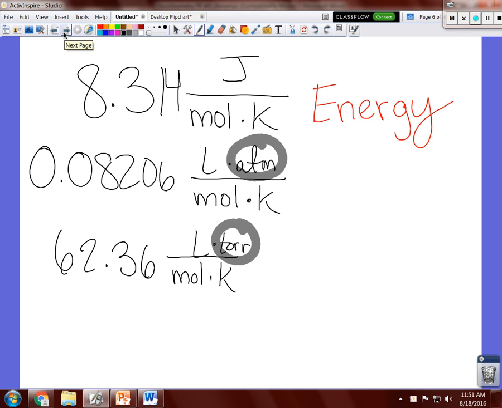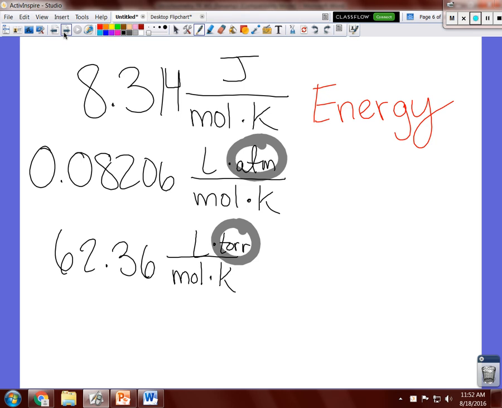So your question was, why do we have to use Kelvin? Why can't we use Celsius? Look at all of the bottom things in all three of our R's. It has Kelvin. Therefore, for your units to cancel properly, the units must match. That's why these three will always be Kelvin.